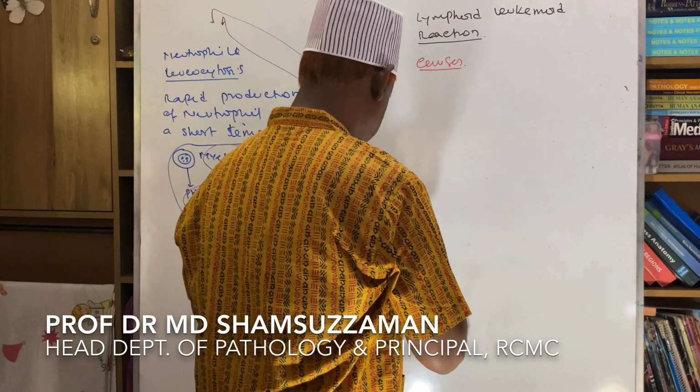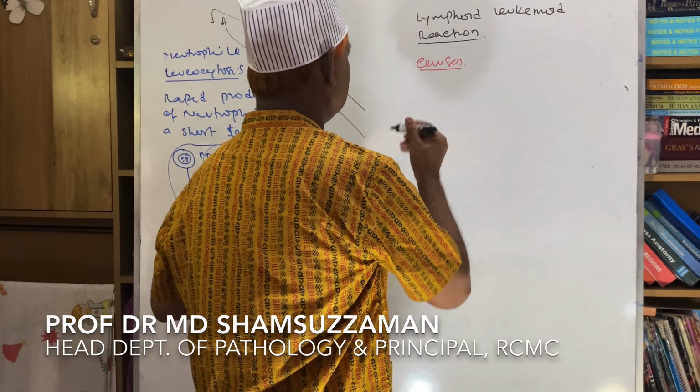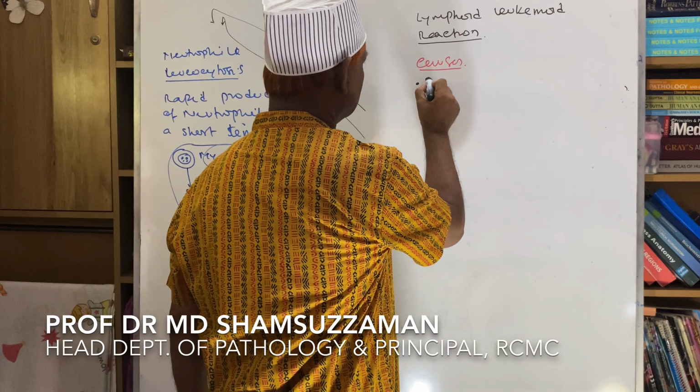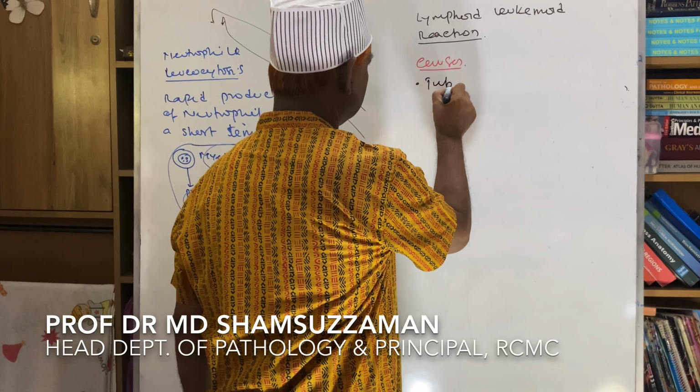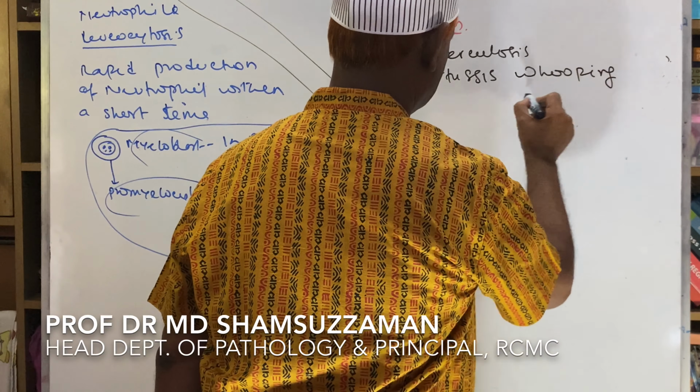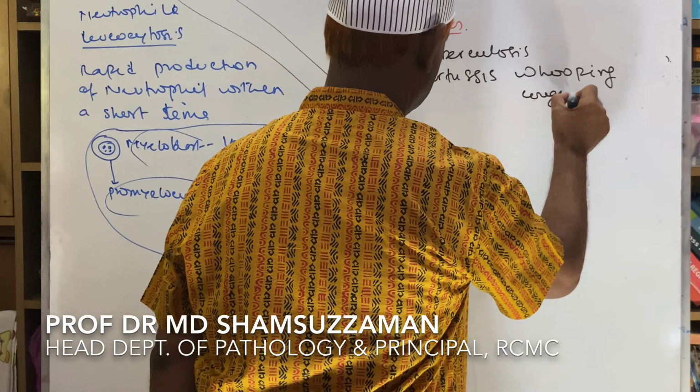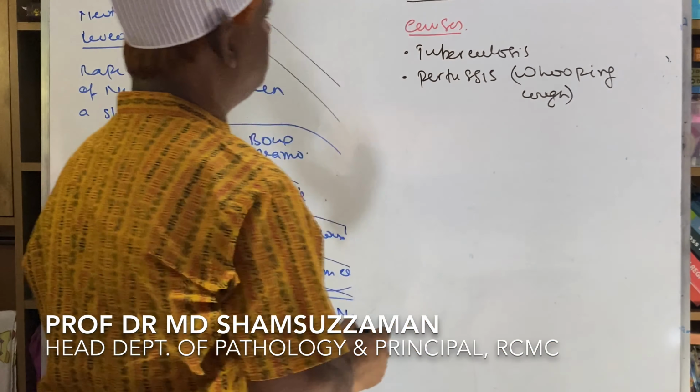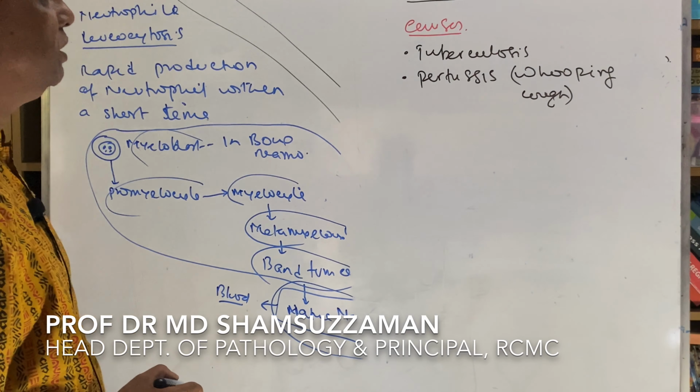Now, what may be the causes? It may be tuberculosis, pertussis, whooping cough. So these are the causes of lymphoid leukemoid reaction.